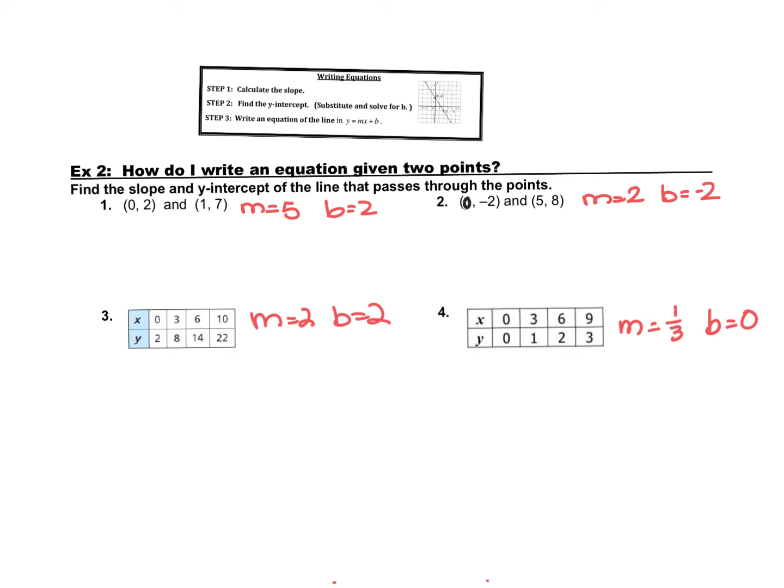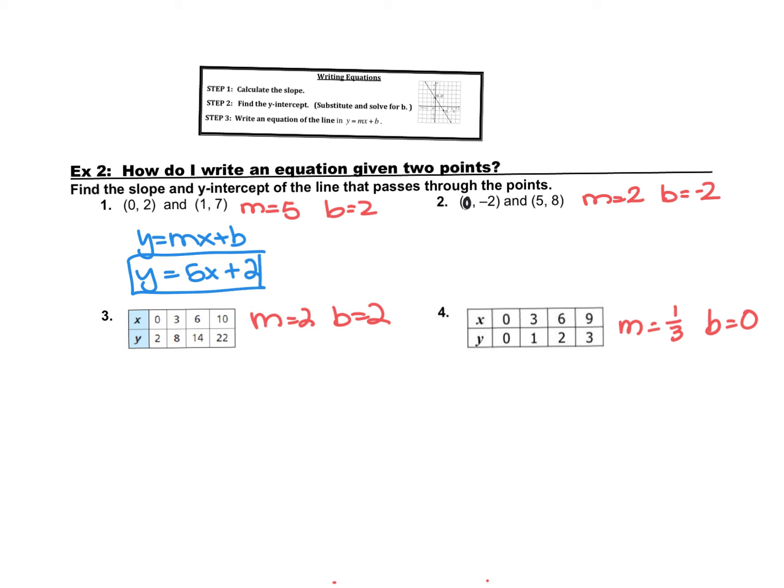All right, so notice that in example 2, we're going to be writing the equation given 2 points. And notice how they're the same problems as the ones above. I do want to point out that remember the steps in writing the equation. We're always going to find the slope. That's our first thing. The second step, we're always going to find the y-intercept, and then we're going to write that equation in the y is equal to mx plus b. Since we've already found the slope and the y-intercept for all of these, let's plug it back into y is equal to mx plus b. So I have a slope of 5 and a y-intercept of 2. So y is equal to 5x plus 2.